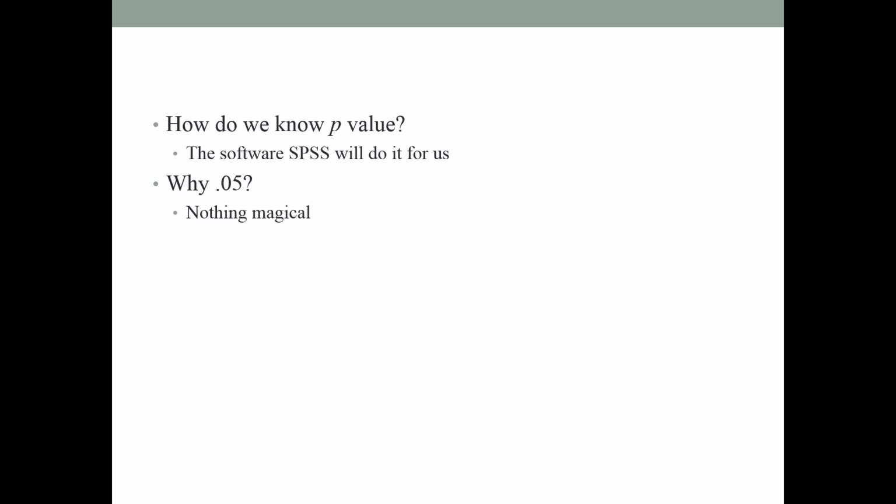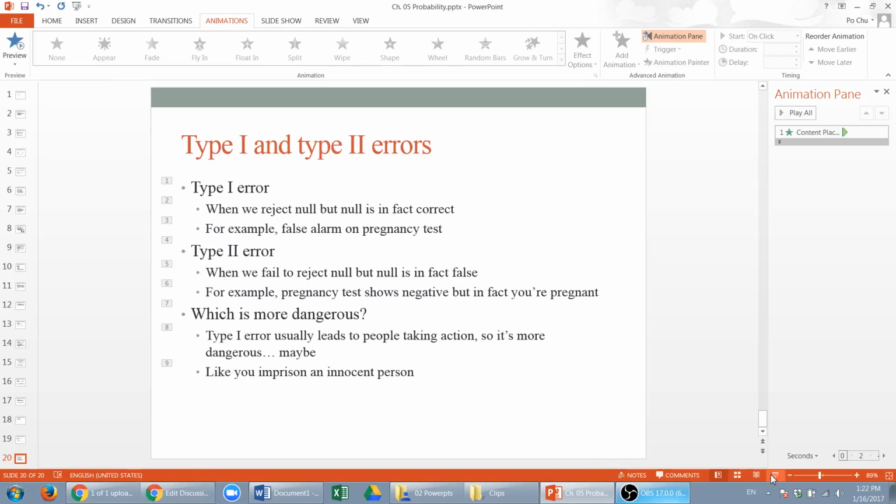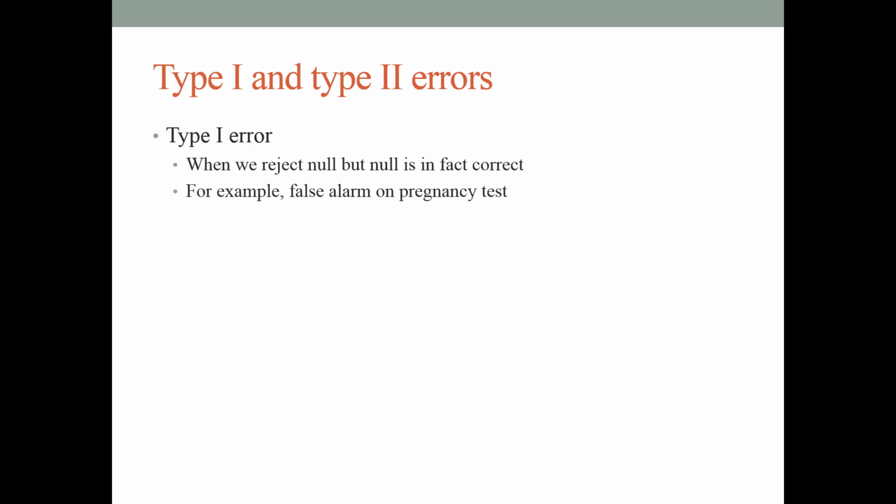All right. So now let's talk about type 1 and type 2 error. Okay. So type 1 error is when we reject the null, but actually null is true. Okay, it's possible. Probably not very likely, but it's possible. For example, it's kind of like a false alarm on a pregnancy test. So you think you're pregnant, but actually you're not.